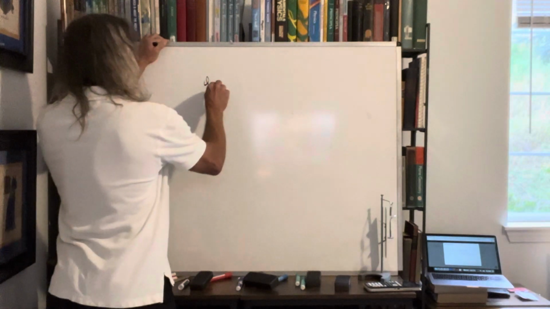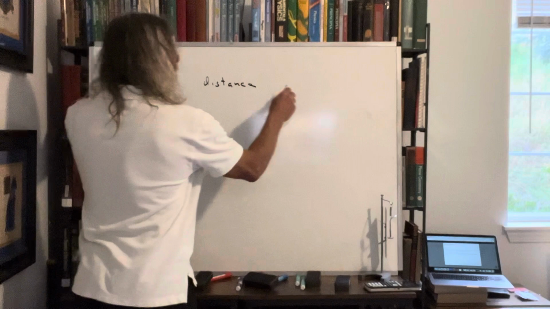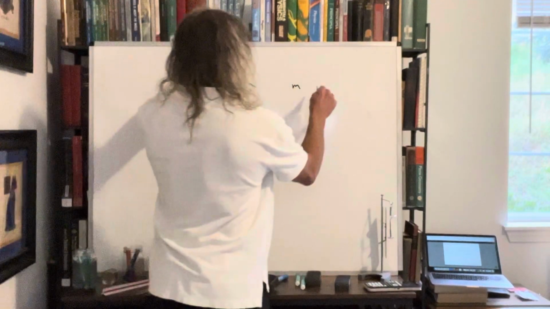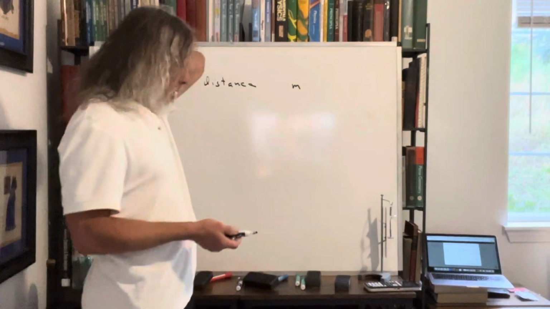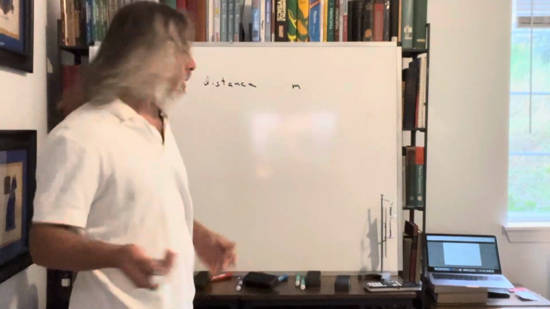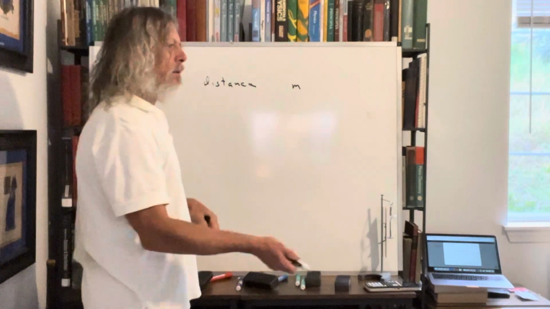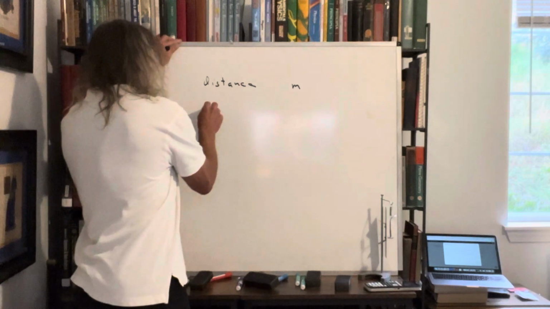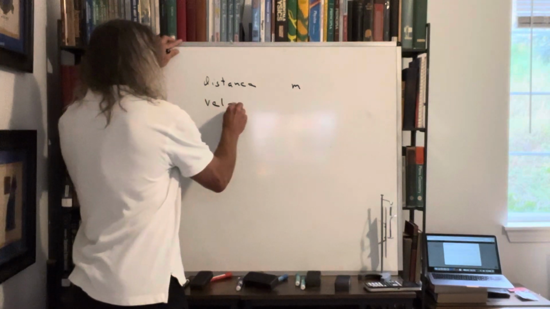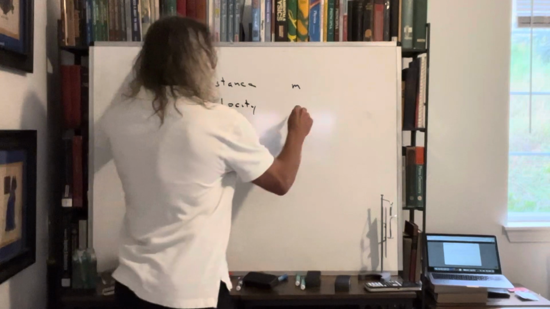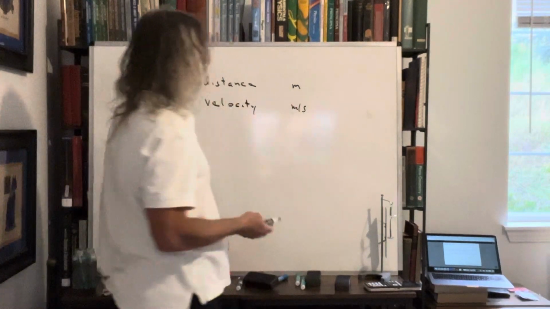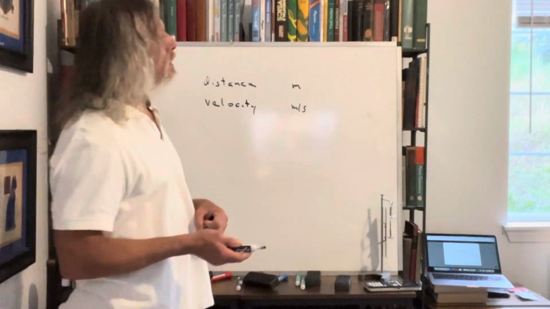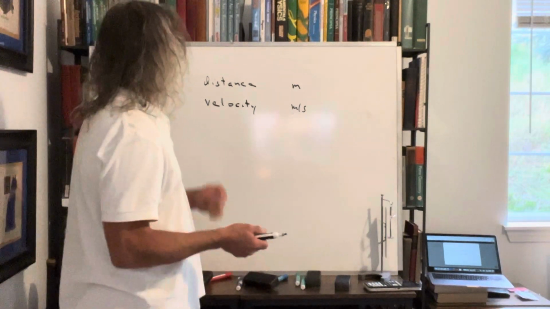Distance or displacement is like in meters or kilometers or feet or whatever. Distance in meters or something equivalent. Meters, inches, feet, miles, light years. Speed or velocity: meters per second. Or kilometers per hour, or miles per hour, or inches per day, or something like that. Okay.